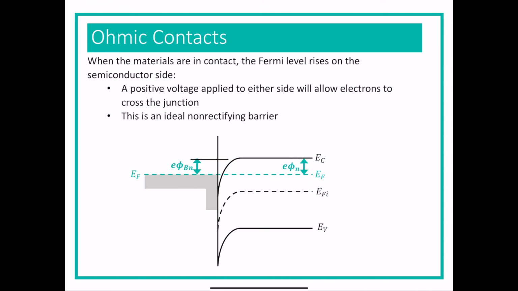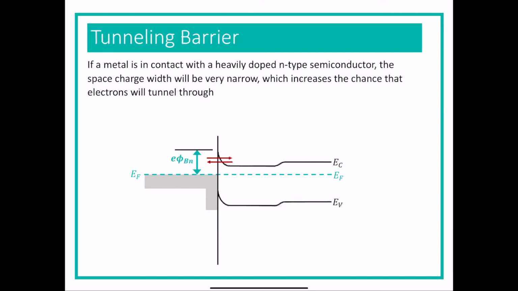And what can be done is, if the metal is combined with a heavily doped N-type semiconductor, the space charge width is really, really narrow. And that means that electrons can actually tunnel through in both directions. They won't always. Remember that tunneling is a probability-based activity. So this is not a yes, they will do it, no, they will not. It's just that there is an increased chance that electrons will tunnel through.